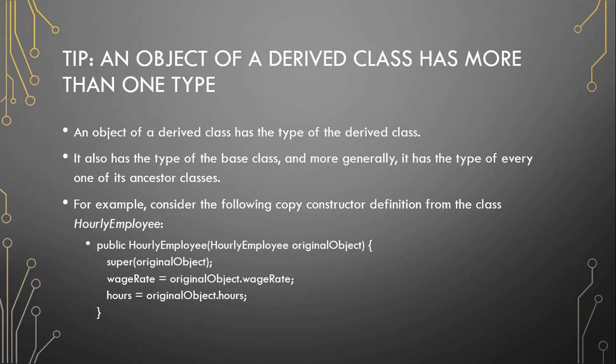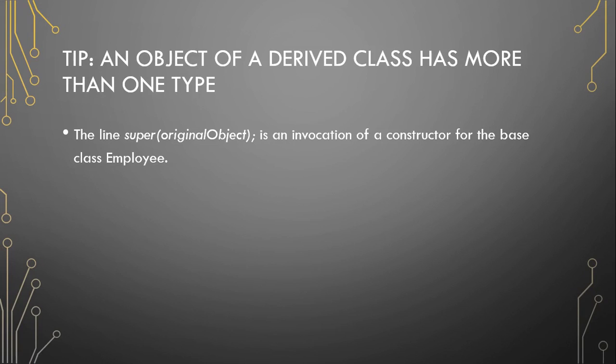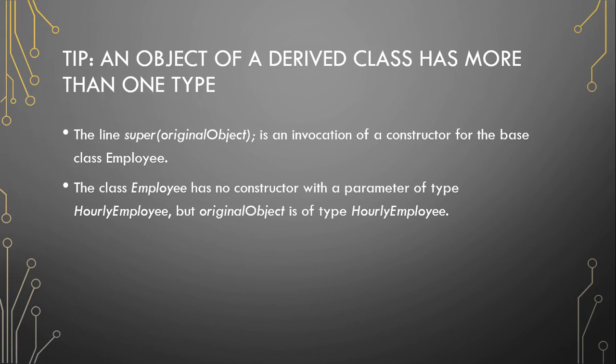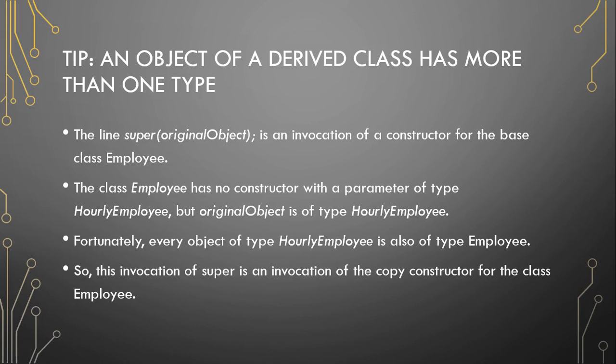So, if we look at the following constructor definition from the class HourlyEmployee: public HourlyEmployee(HourlyEmployee originalObject), super(originalObject), wageRate equals originalObject.wageRate, hours equals originalObject.hours. The line super(originalObject) is an invocation of a constructor for the base class Employee. The class Employee has no constructor with a parameter of type HourlyEmployee, but originalObject is of type HourlyEmployee. Fortunately, every object of type HourlyEmployee is also of type Employee. So this invocation of super is an invocation of the copying constructor for the class Employee.